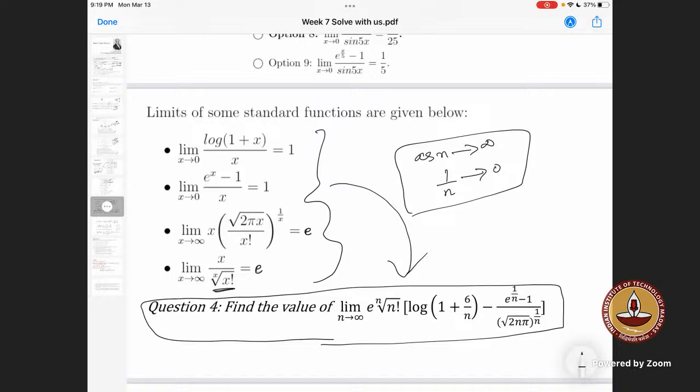To solve this problem, we have to use these 4 things: limit of log(1 plus x) by x equals 1, limit of (e power x minus 1) by x equals 1, limit as n tends to infinity of (n by (2 pi n)^(1/2n)... ) and limit of x by the xth root of x factorial equals e.